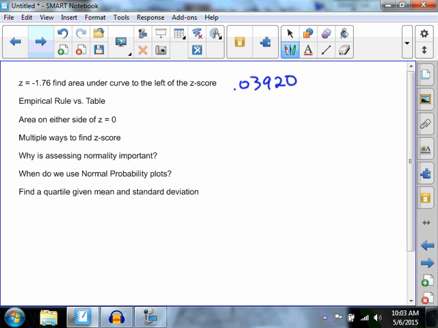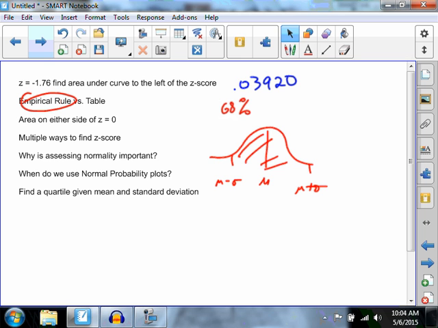What's the difference between the empirical rule and the table? If you remember the empirical rule, it says that 68% of the data lies within one standard deviation of the mean. Okay? That's what it says.